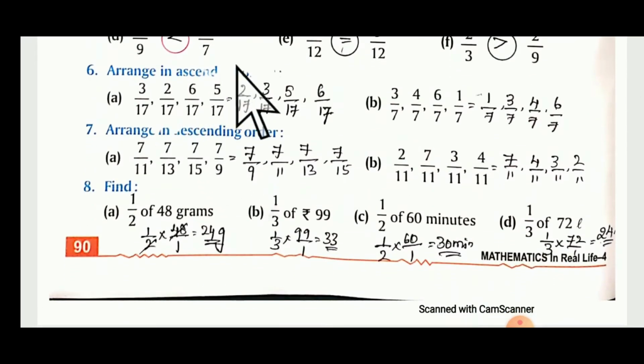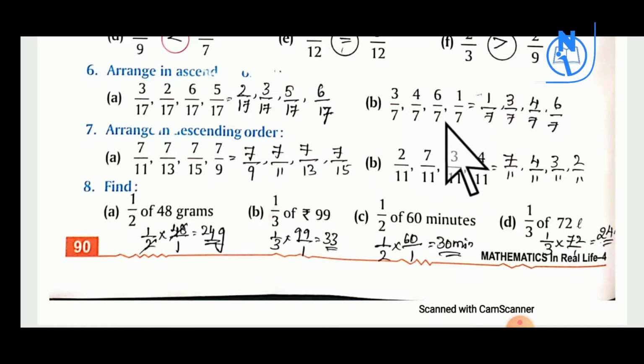Write in ascending order. Small to big. Question is given till here and answer is written. So 2 by 3 is the smaller. 3 by 7, 5 by 17 and 6 by 17. B, 3 by 7, 4 by 7, 6 by 7 and 1 by 7. Answer is 1 by 7, 3 by 7 and 4 and 6.